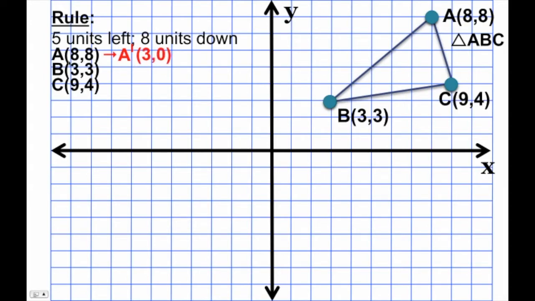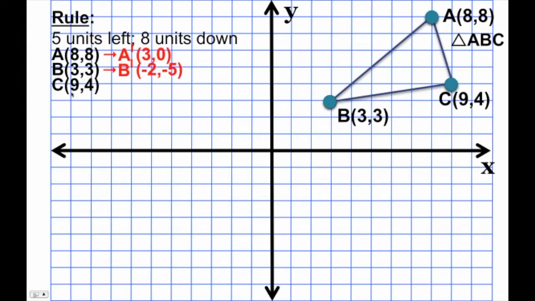How about for B? Our point B is at 3, 3. And we're going to subtract 5 from our x because we're going 5 left. And we're going to subtract 8 from our y because we're going 8 down. And that's going to be B prime at 3 minus 5, 3 minus 8. 3 minus 5 is going to be negative 2. And 3 minus 8 is going to be negative 5. So my B prime is at negative 2, negative 5.